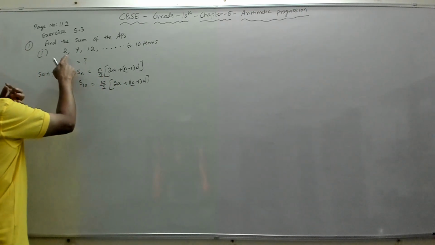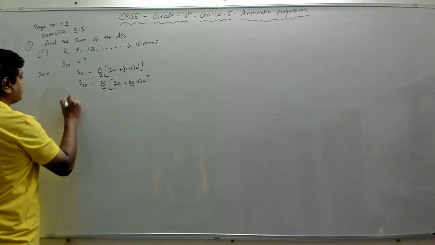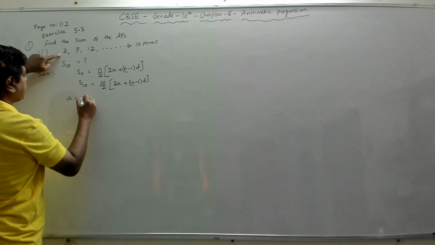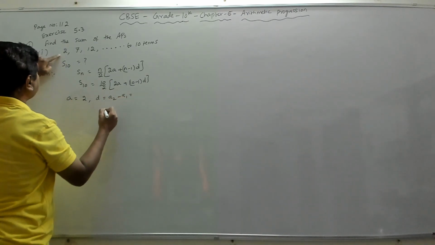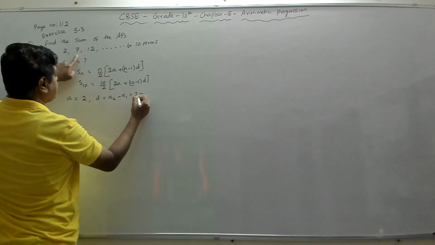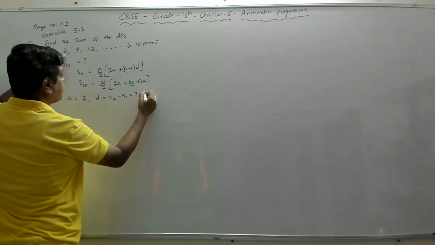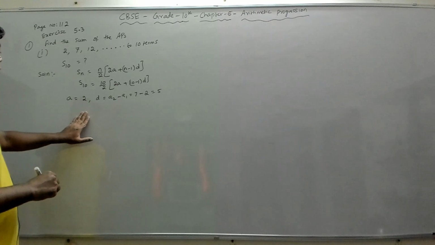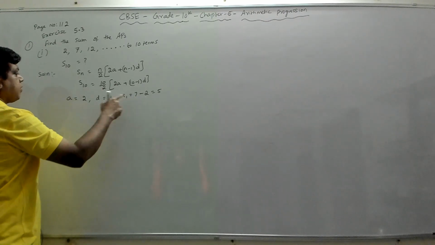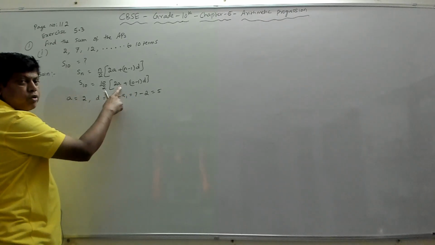So from the AP, what is a? A is the first term, which is 2, and the common difference d is a2 minus a1. That is equal to a2, which is 7, minus a1, which is 2, which gives you 5. So your first term is 2 and your common difference is 5. Now we know a and d. We need to substitute in this formula.